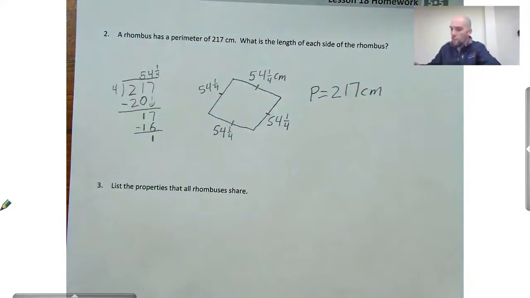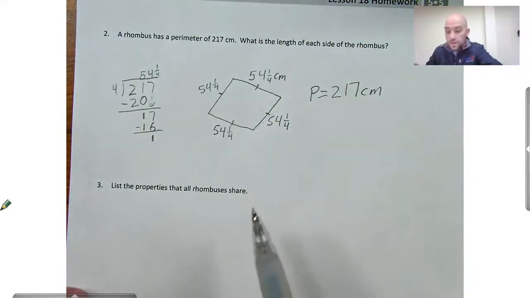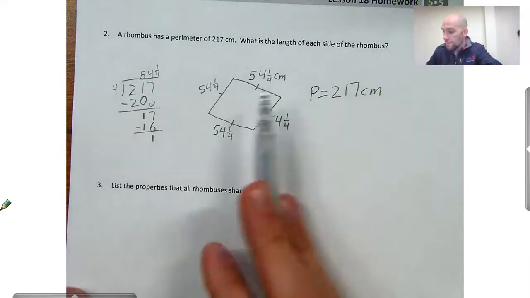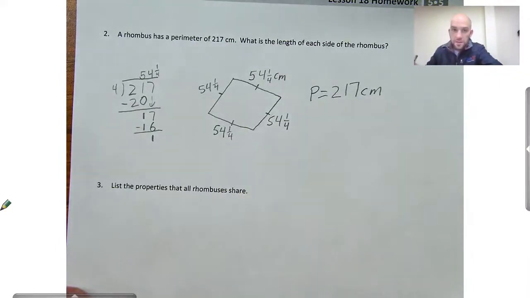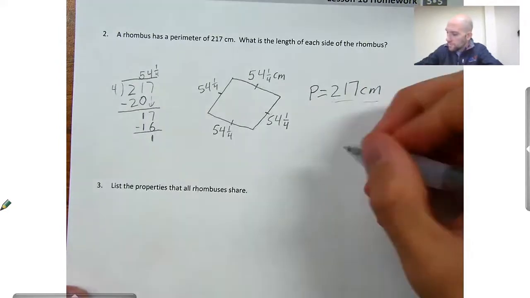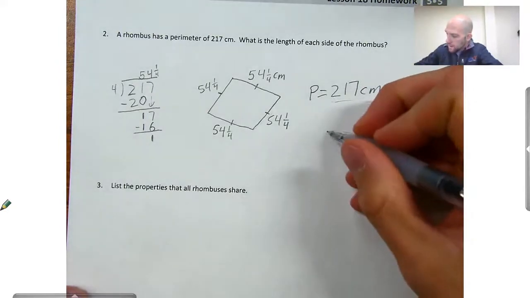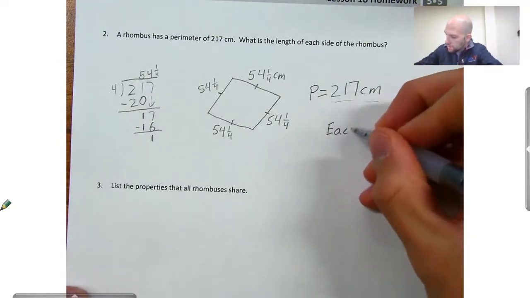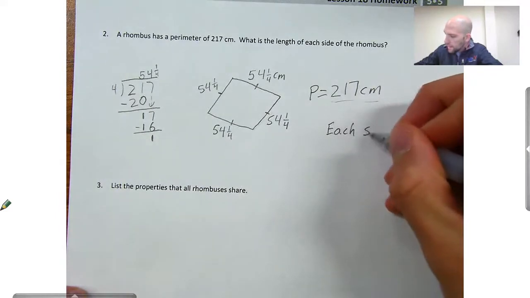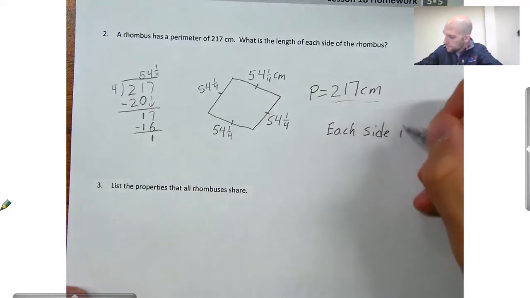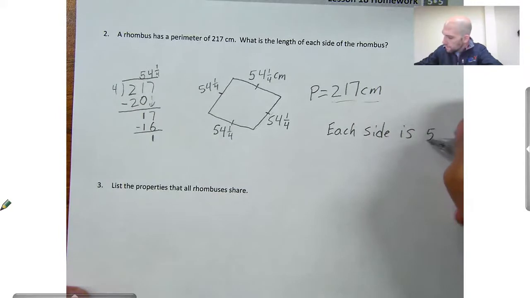And if we had 54 4 times, it would give us 216 plus 4 more fourths would give us 217. So that will give us our perimeter of 217 centimeters. And I'm going to say each side is 54 1/4 centimeters.